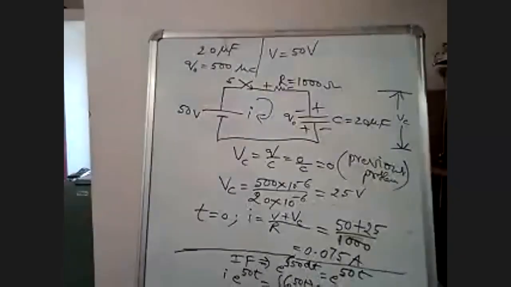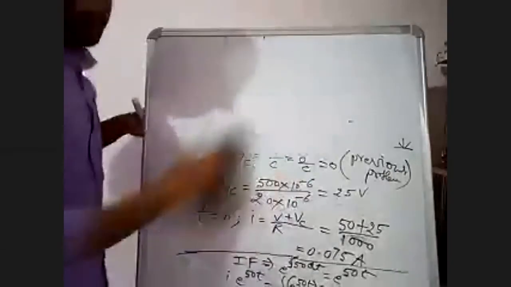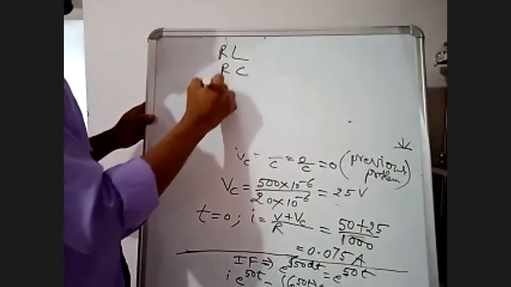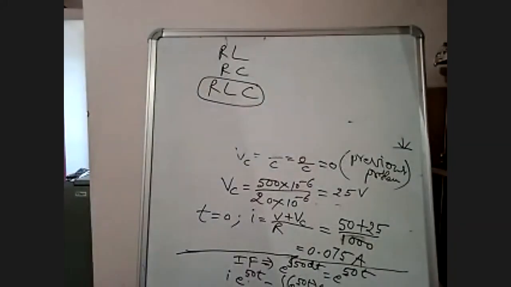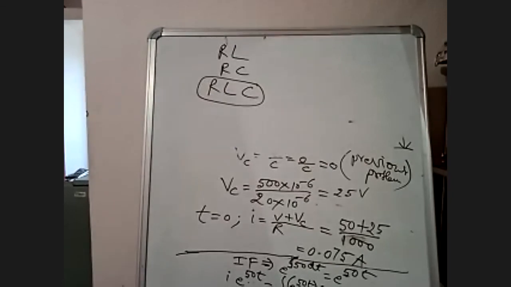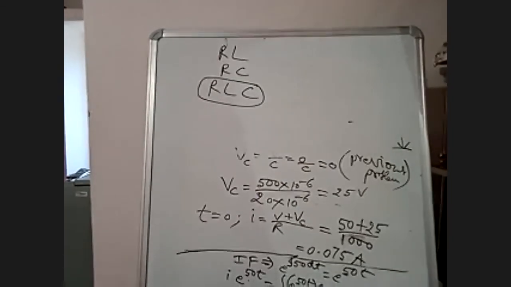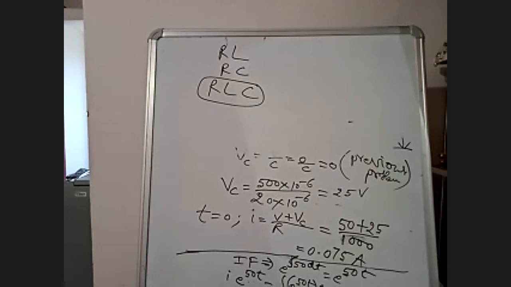We have completed RL transient, RC transient. Next topic is RLC transient. This RLC transient we'll see in the next class. Derivation for RLC. We have seen the derivations for RL and RC. Both in RL and RC, we have derived the formula for current. Similarly, in RLC also, we will derive the formula for the current.